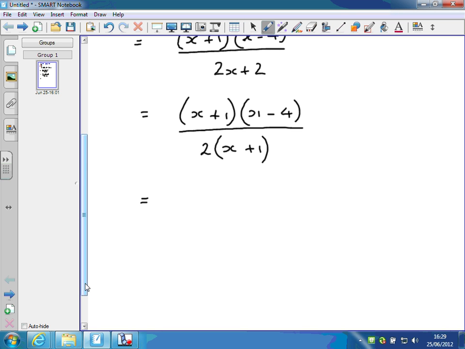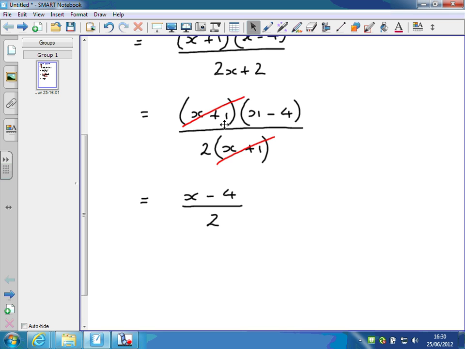If you look at it, the term x plus 1 is common to the top and the bottom. So x plus 1 is on the bottom and x plus 1 is on the top. That whole term, x plus 1 in the bracket there, is common to top and bottom. So I can cancel them out. x plus 1 goes into x plus 1 on the bottom, and x plus 1 goes into x plus 1 on the top. So they in fact cancel, and we're left with x minus 4 over 2.